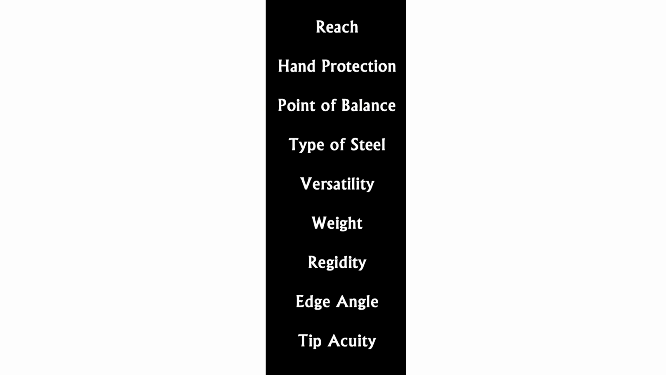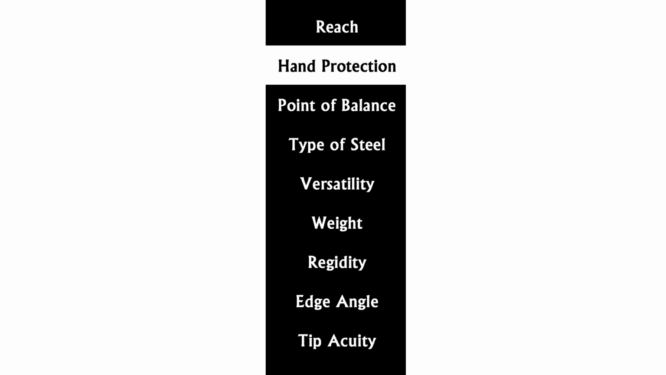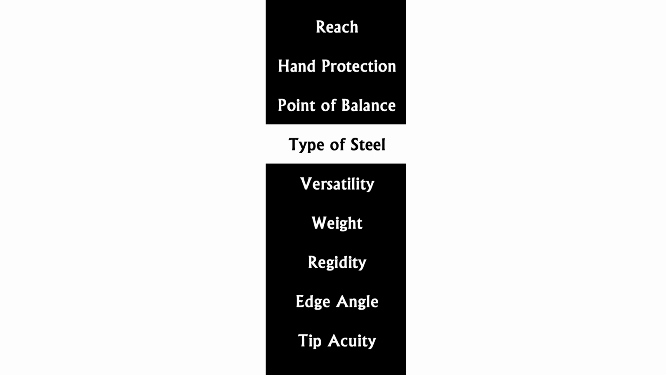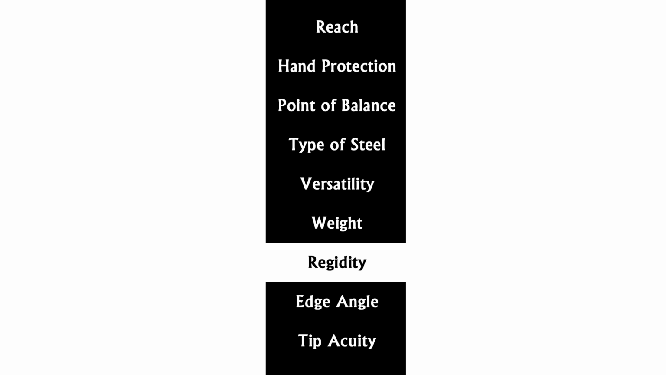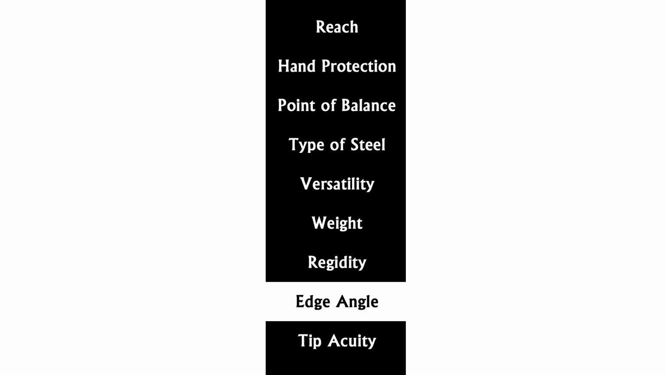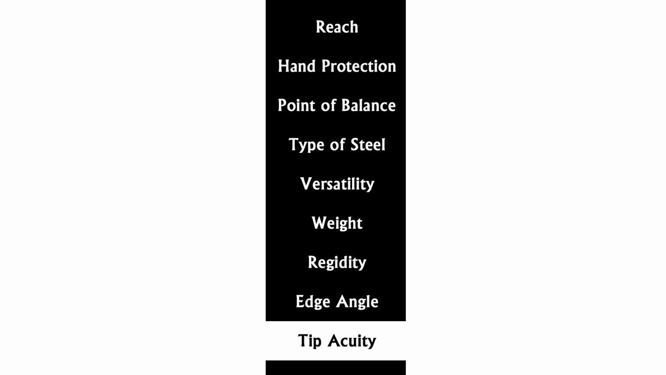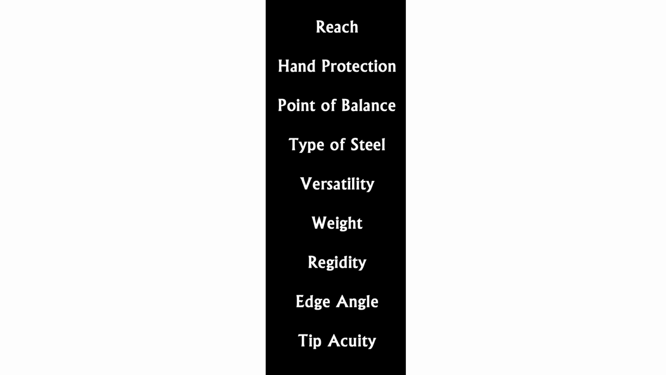So going through the list again, it's reach, hand protection, point of balance, the type of steel, the overall versatility of the sword, its weight, its width or rigidity, the edge bevel angle or degree, and the tip angle or acuteness. So again, these are the qualities that come to mind when I really try and analyze a sword, and try and figure out what are the qualities that are going to affect how well this sword performs. That's the list. That's what comes to mind. If you feel I've missed something, please let me know in the comments.